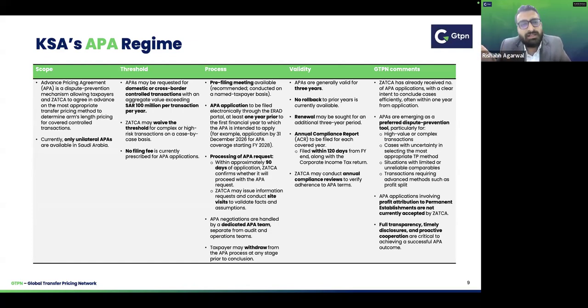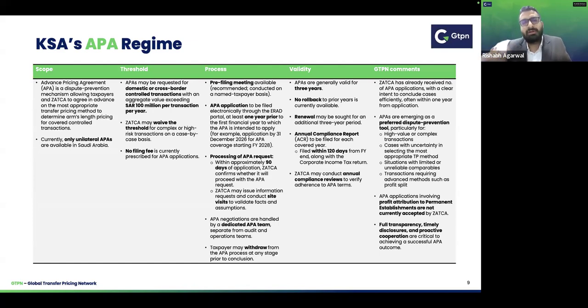So all in all, to summarize the APA regime, it was brought in last year, but it was one of the most welcome moves for the taxpayers who are involved in highly complex transactions or high stake transactions also. Because if you're talking about a 500 million riyal transaction, and even if 1% addition is made, that becomes 5 million Saudi riyal, right? So for high stake transactions, it is recommended that you go for an APA.